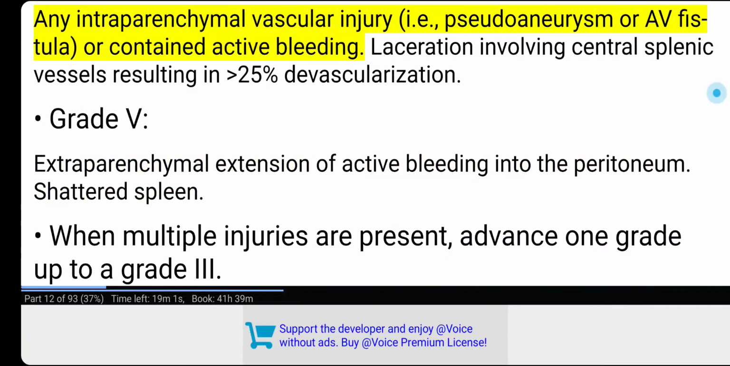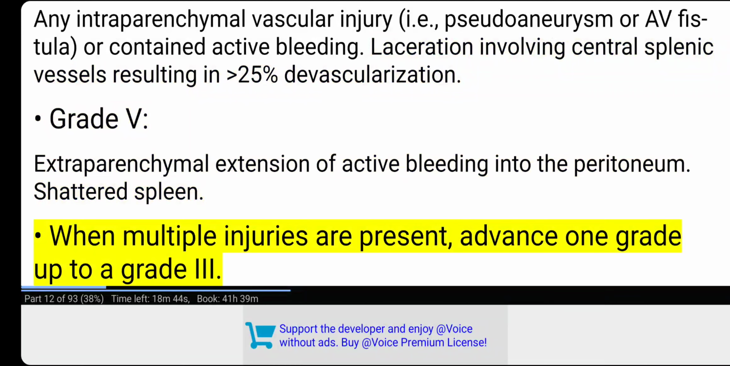Grade 4. Any intraparenchymal vascular injury, i.e., pseudo-aneurysm or AV fistula, or contained active bleeding. Laceration involving central splenic vessels resulting in greater than 25% devascularization. Grade 5. Extraparenchymal extension of active bleeding into the peritoneum. Shattered spleen. When multiple injuries are present, advance one grade up to a grade 3.